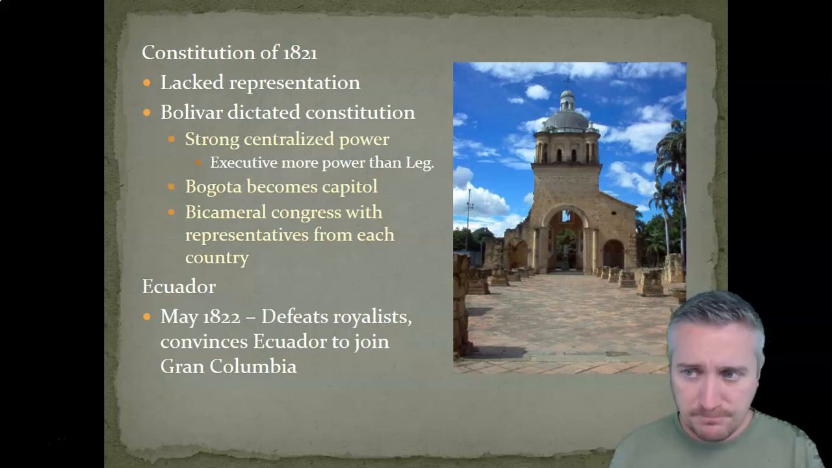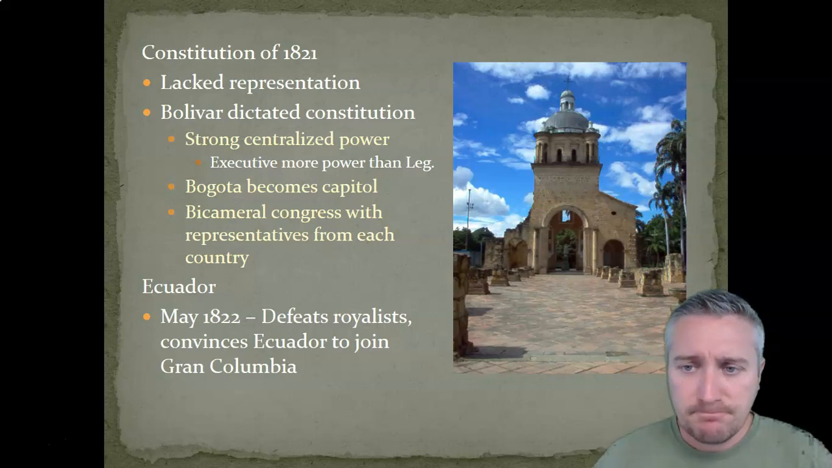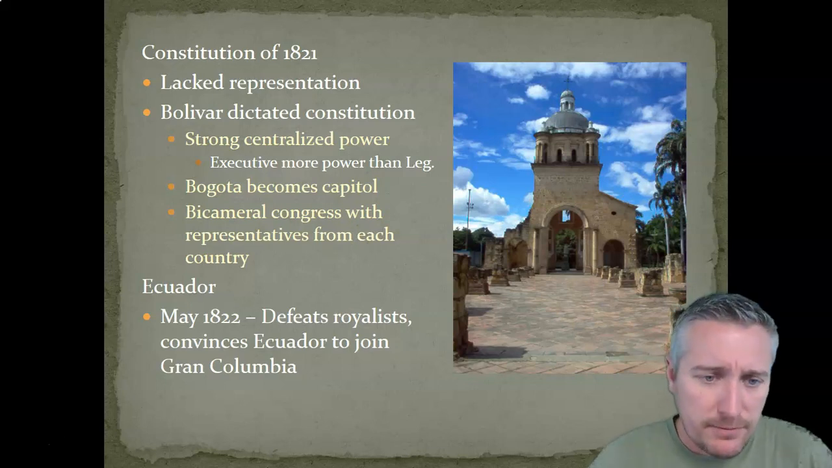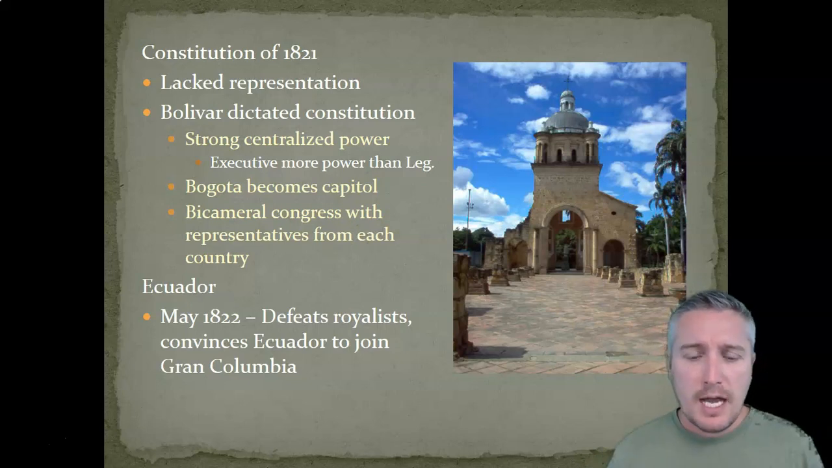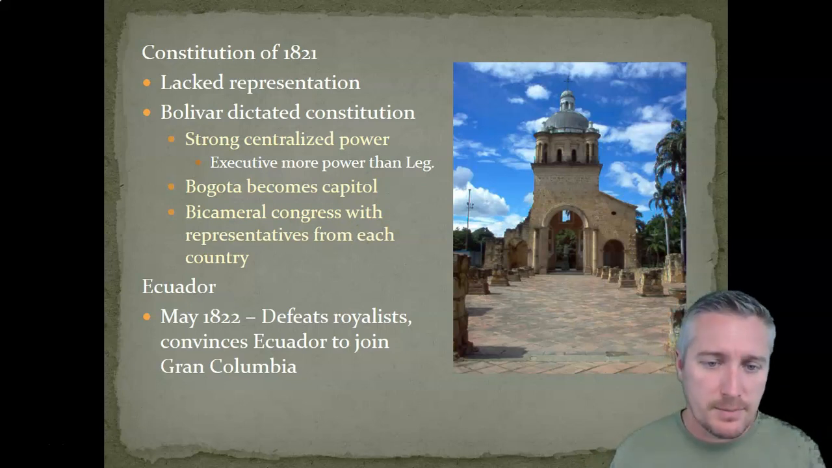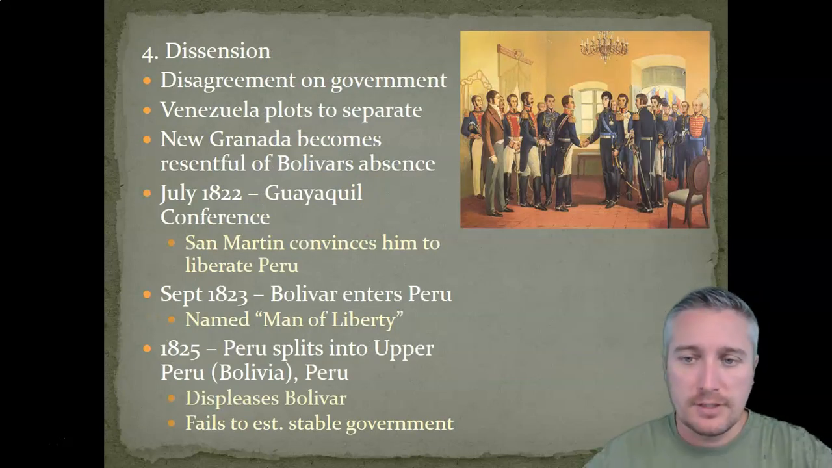been created to go off and fight even more, in particular in Ecuador, to try and make sure that country is brought in. He is able to defeat the royalists in Ecuador by May of 1822 and is able to convince them in a somewhat uneasy alliance to join Gran Colombia. But like I said, there's a lot of dissension. On paper this may have made sense, but in reality, no one was happy.